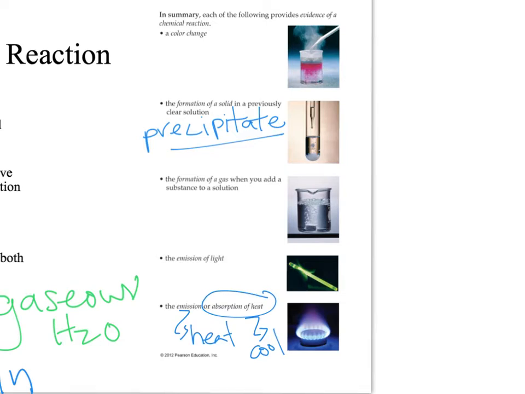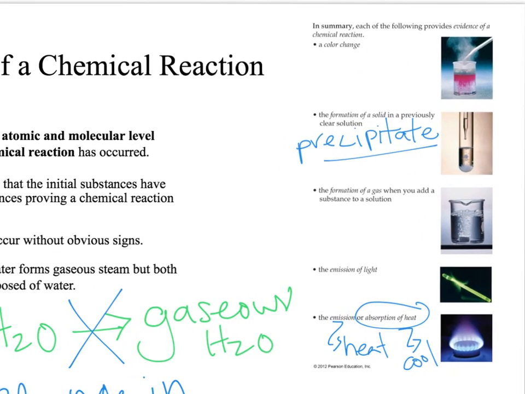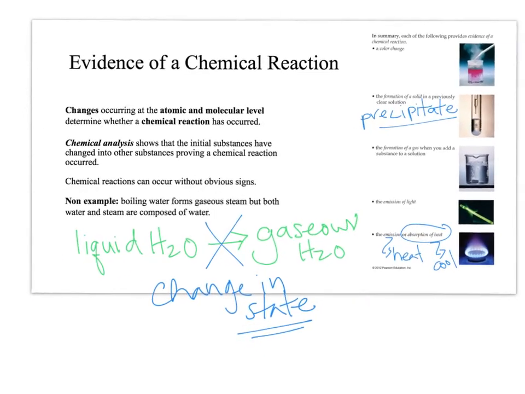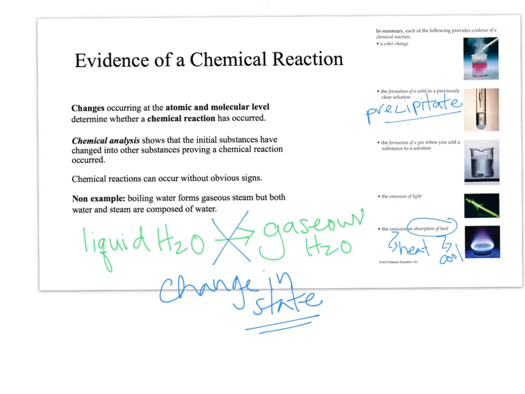But again, the only way to truly know if a chemical reaction has taken place is if you do a chemical analysis and you look at the compounds in the reactants and you look at the compounds in the products, and if the atoms have rearranged to create new compounds, then you know for sure that a chemical reaction has taken place.